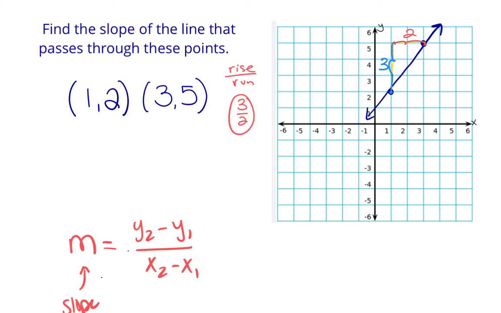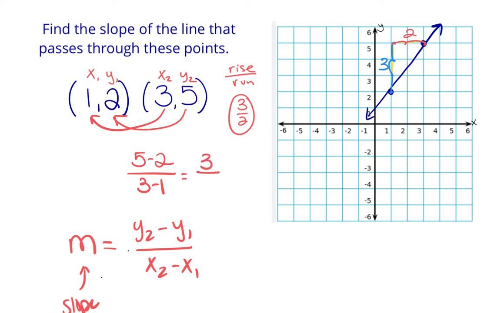of the first. So with these 2 points, we can think of this as (x1, y1) and (x2, y2), and really we're taking 5 minus 2, and we're dividing it by 3 minus 1. And when we do that, we're going to get our slope. So 5 minus 2 is 3, 3 minus 1 is 2, and we get the same slope that we did when we used that graph.